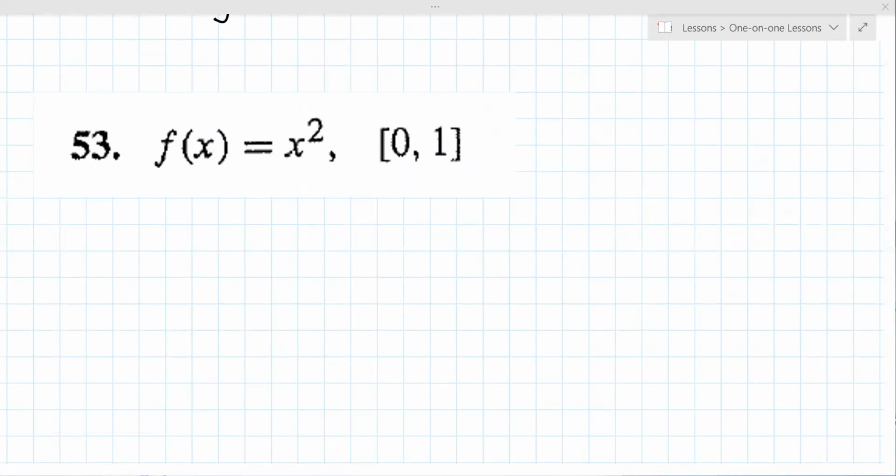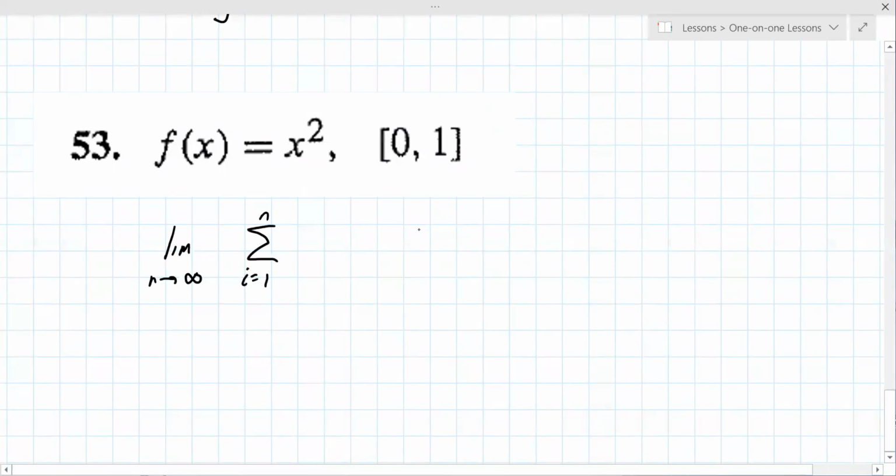Find a formula for Rn and compute the area in the graph as a limit. So you're supposed to eventually come up with the limit as n goes to infinity, sigma i equals 1 to n, and then you put something in here. Does that seem familiar from class? Yeah, I think so. All right.